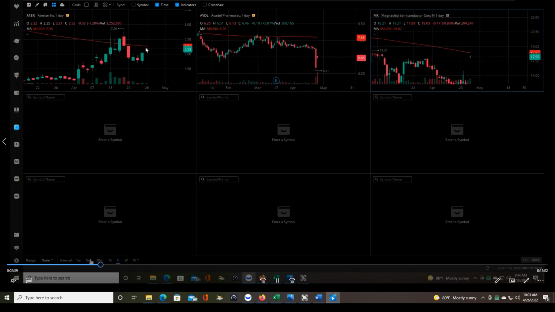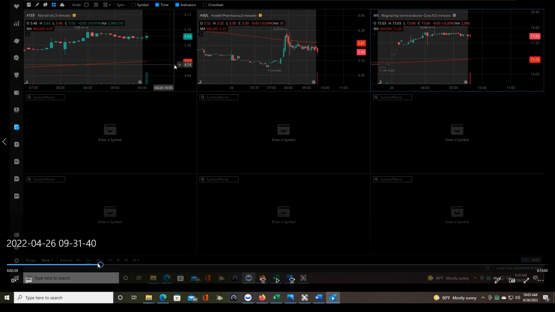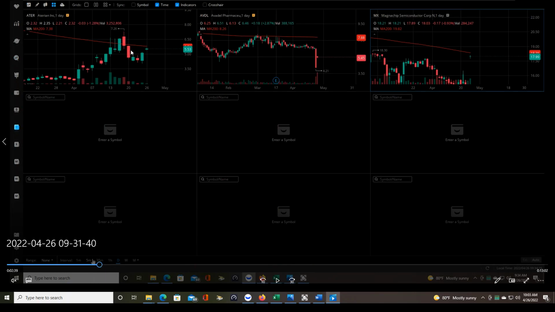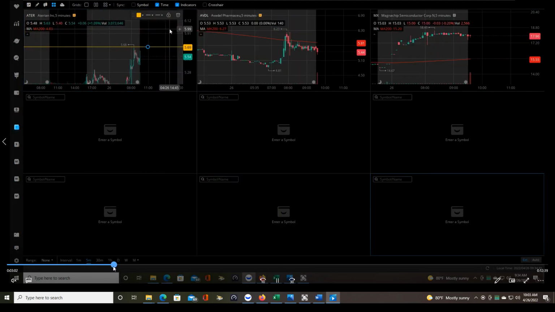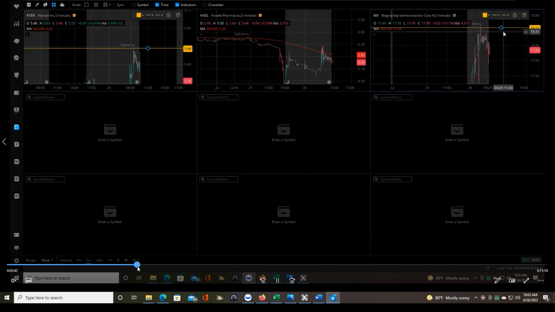So you can see that right here on ATER on the daily chart. Let me just pause the video there so you can see what I'm talking about. There we go. Here's the daily chart. Here's the 200 MA, this red line. So we're trading just underneath it. This one's quite a bit below it, but MX was just below it, and then SKYH as well will be just below the 200 MA and then kind of popping up over it.